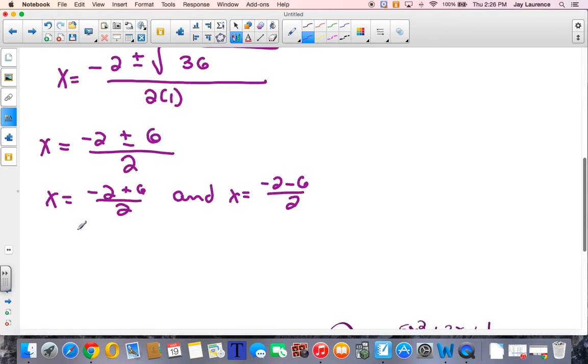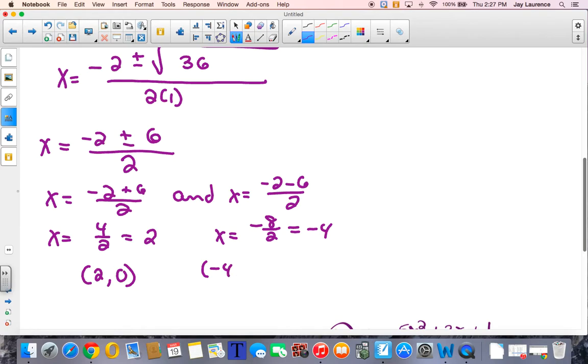And so I'm going to get x equal to negative 2 plus 6 is 4. 4 divided by 2 is 2. One of the x-intercepts occurs at 2, 0. I guarantee it. The other one is going to be x equals negative 8 divided by 2, which is negative 4. The other one occurs at negative 4, 0.